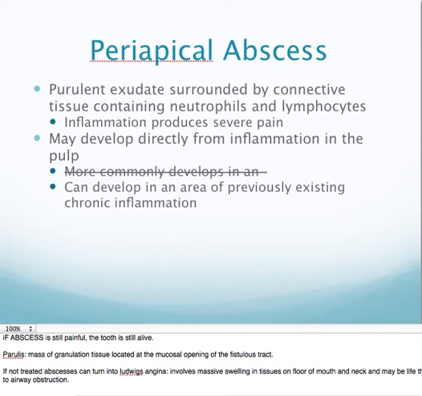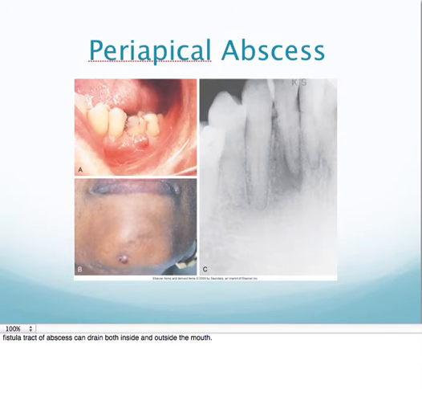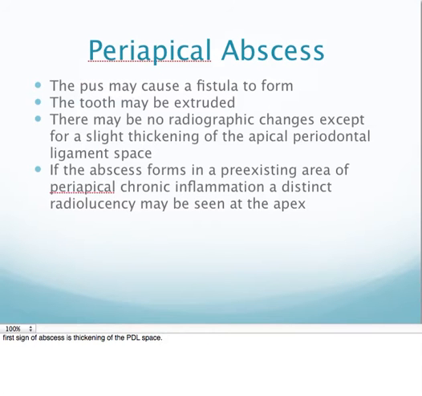If abscesses are not treated, they can transform into greater dental infections and turn into Ludwig's angina, which we learned was a massive swelling in the tissues on the floor of the mouth and neck and can be life-threatening due to airway obstruction. So anyway, here's the periapical abscesses that you can see, the little fistula tracts. They can both drain inside the mouth and outside the mouth, as you see right here. And then you can also see the little radiolucent area at the apex of the tooth. The pus may cause a fistula to form in order to drain. The tooth can be extruded or pushed up because it wants to get away from the infection.